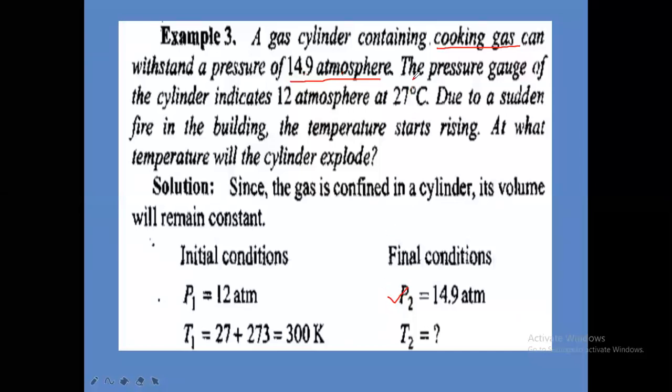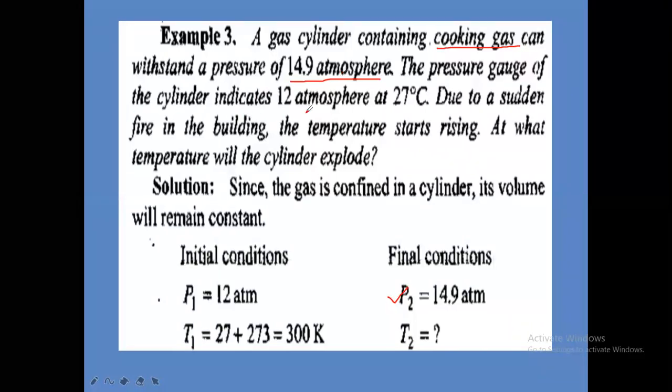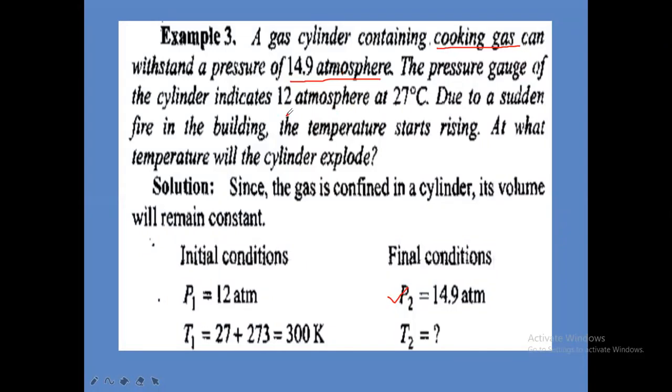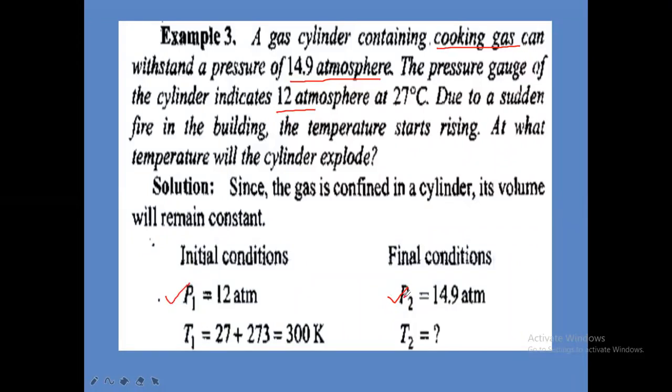Remember. Next, the pressure gauge of the cylinder indicates 12 atm. Okay. Now, when you use a pressure meter, that will measure how much pressure is there inside the cylinder. But the cylinder's withstanding pressure is 14.9 atm, the maximum pressure it can withstand. When we measured, the pressure inside the cylinder now is 12 atm. So this 12 atm should be taken as P1. P1 is taken as 12 atm, but the maximum withstanding pressure is 14.9 atm.